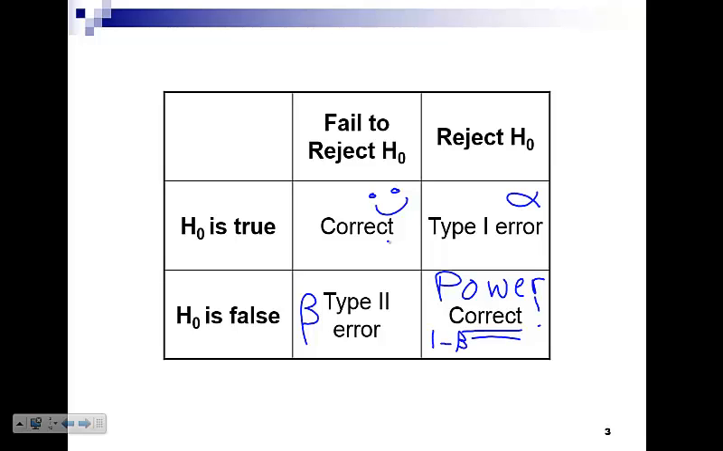So these two are obviously inversely related. Type 1 and power go in the same direction. If one rises, the other one rises. That's good to keep in mind. So let's give it some context.